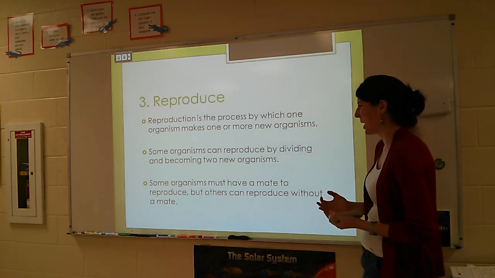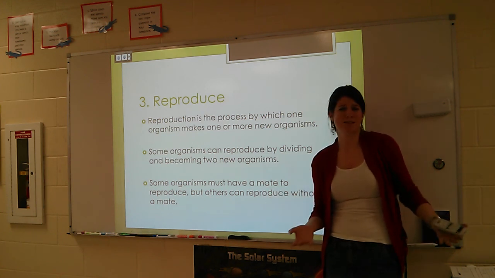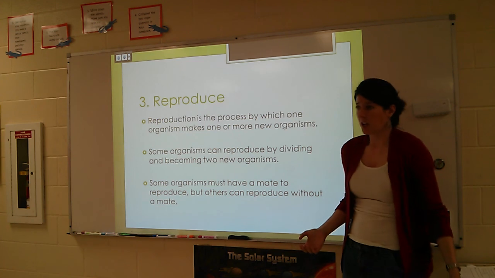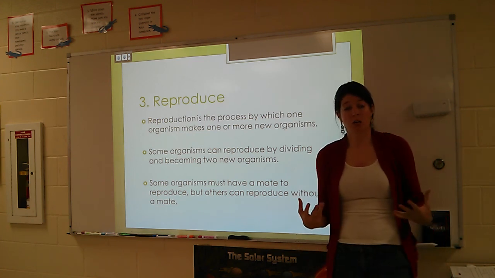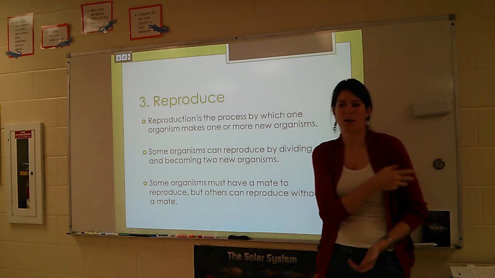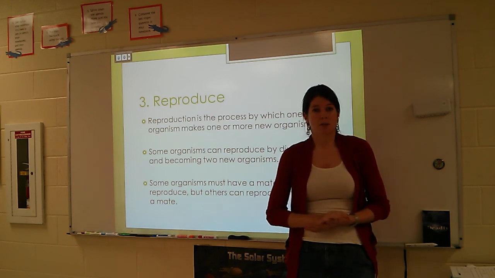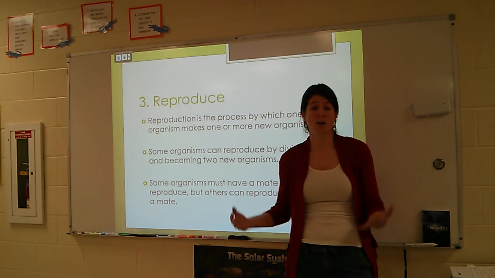But a lot of times this can happen through really weird ways. With bacteria, they divide. So you have one bacteria and they split into two. Sometimes you can have something like budding, where one organism grows an outgrowth of itself that breaks off and becomes a whole new organism. There's lots of different ways that organisms reproduce. The important part is all of them do it.